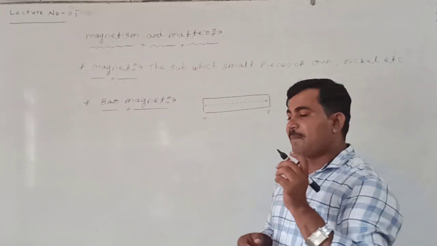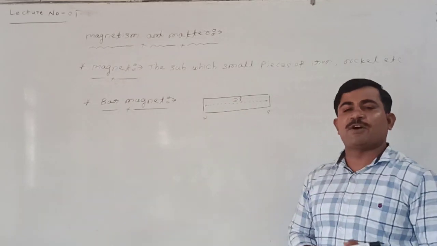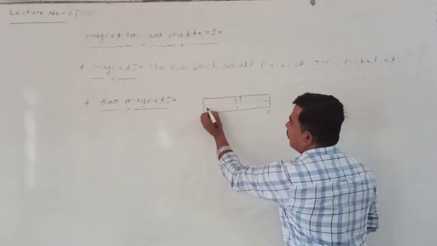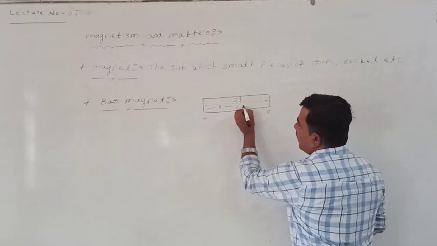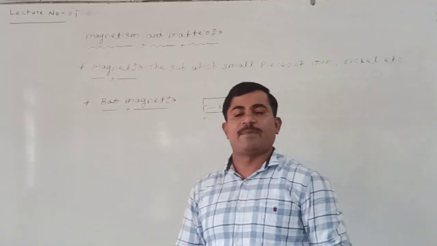Always the magnetic length can be represented by the distance 2L, because we have to take from the center. From the center, if we take point O, from north pole to center we are calling L, and from south pole to center we are calling L. The total length, the magnetic length, can be taken as 2L.